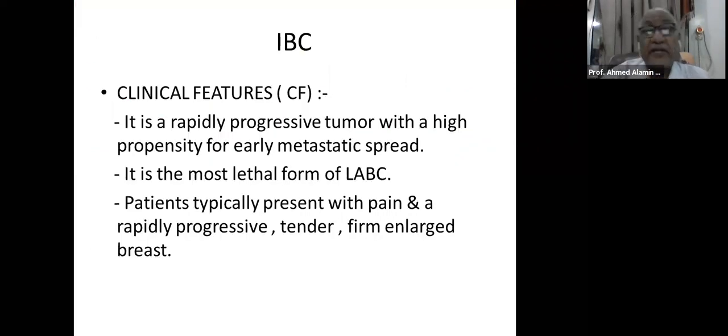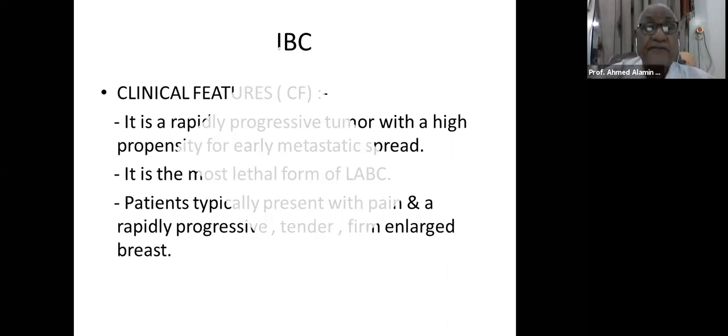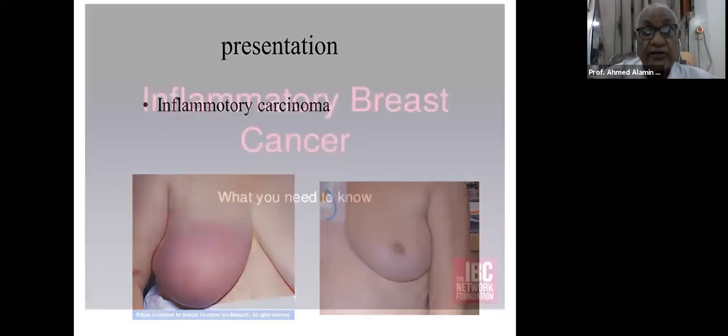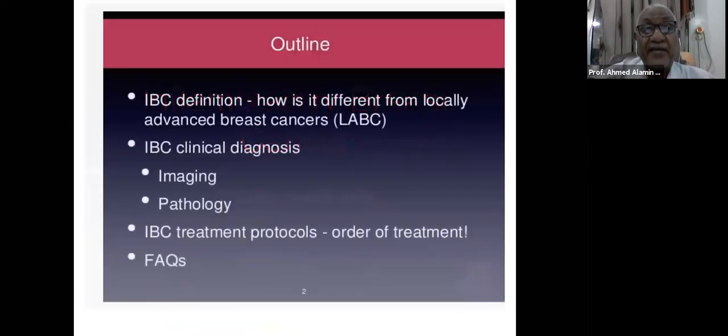Inflammatory breast carcinoma is one of the locally advanced tumors, and really it is the worst of all. It is a rapidly progressive tumor with a high propensity for early metastatic spread. It is the most lethal form of all locally advanced breast cancer. Patients typically present with pain and a rapidly progressive, tender, firm, enlarged breast. And many times, the patients are treated as mastitis or breast abscess and given antibiotics. Really, it is different from other locally advanced disease.